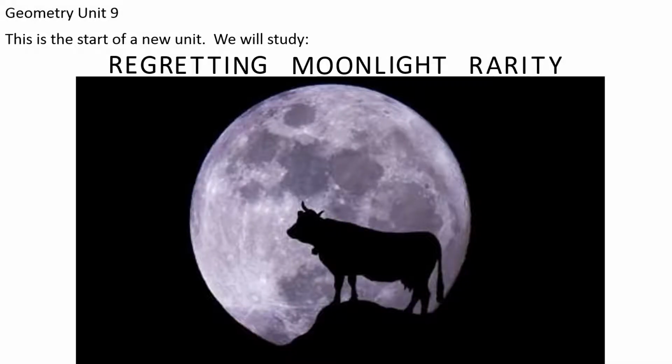Okay, we're starting a new unit here. It's regretting moonlight rarity. And boy, this is a rarity to see the silhouette of a cow against a full moon. Wait a minute. Something's not in the right order here. I don't think we're studying that. Let's see what this unit's really about.